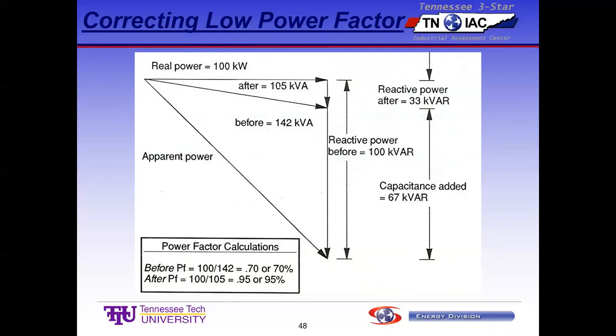So guess what? 100 minus 33 is 67 kVAR. So I need to add 67 kVAR of capacitors to this circuit, and this power triangle turns into this power triangle. I have then a power factor of 95%, and I'm out of penalty. Well, that's not so bad. It's just stuff that is not commonly known.